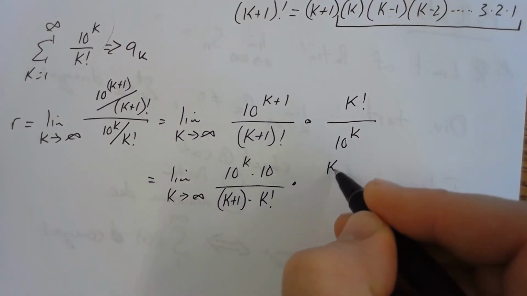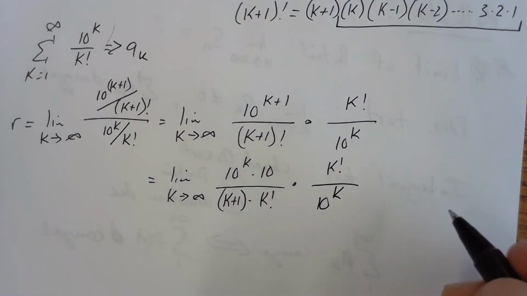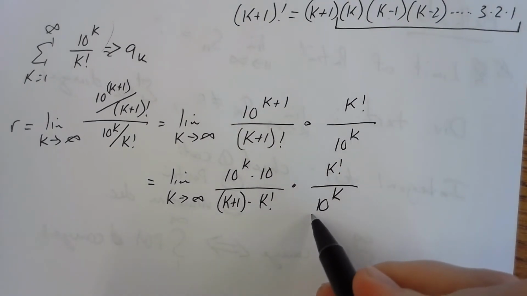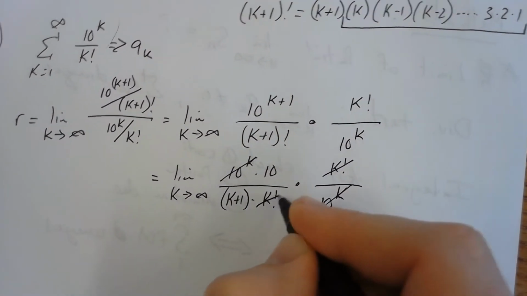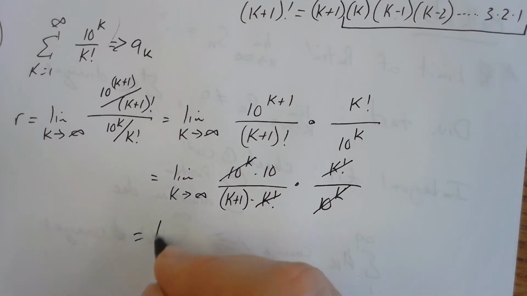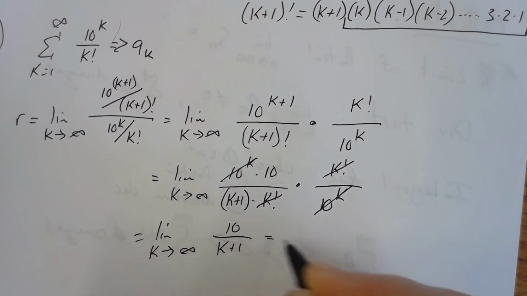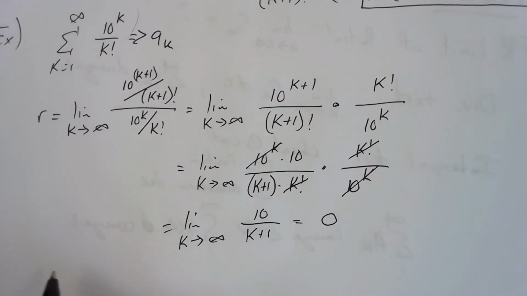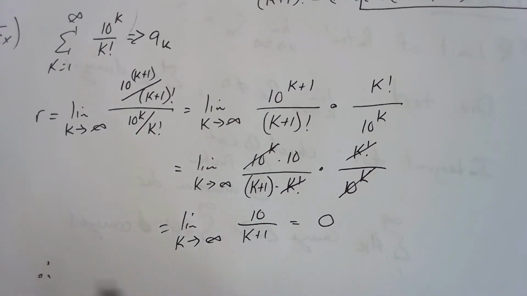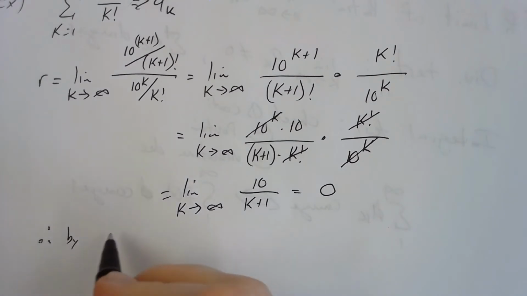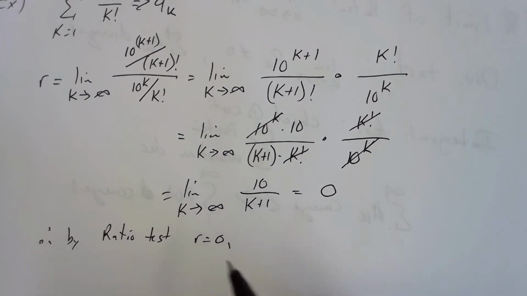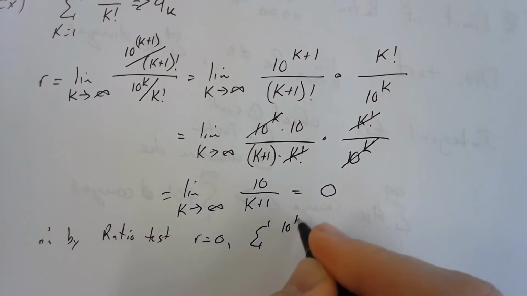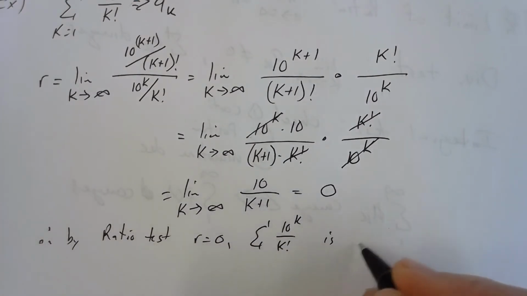This is still times k factorial over 10 to the power of k. And you'll notice, oh so conveniently, that I have a 10 to the k on top and on bottom, and k factorial on top and on bottom. I'm left with the limit as k goes to infinity of 10 over k plus 1, which goes to 0. Therefore, by the ratio test, with r equal to 0, the series 10 to the power of k over k factorial is convergent.